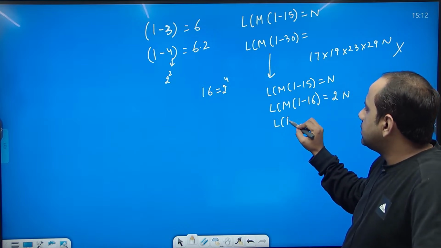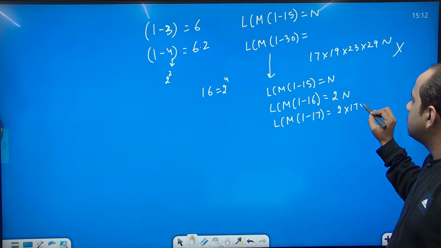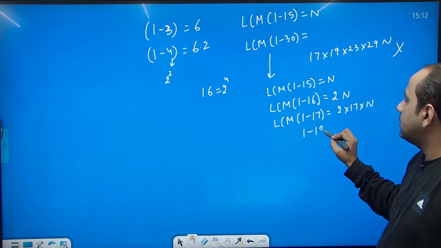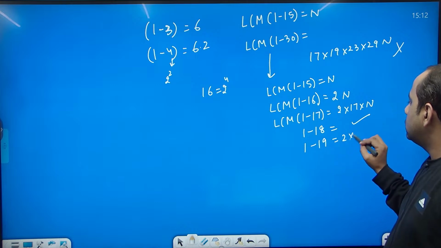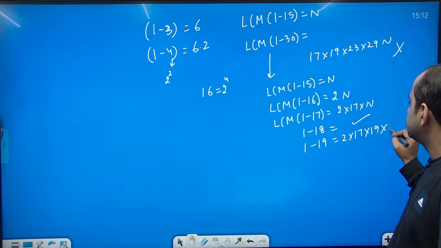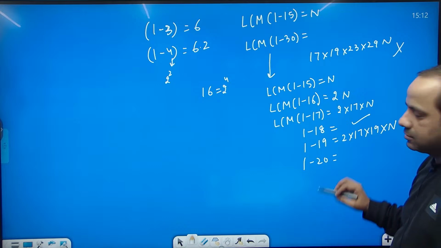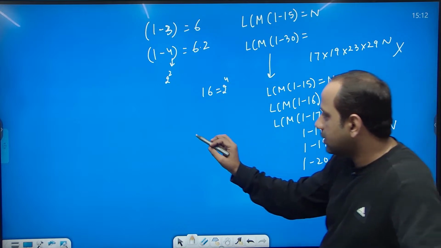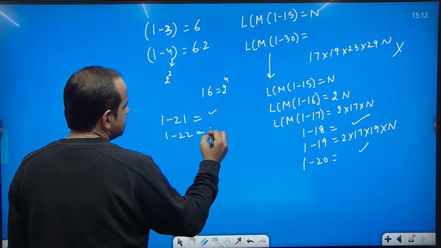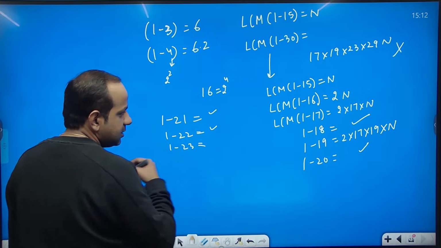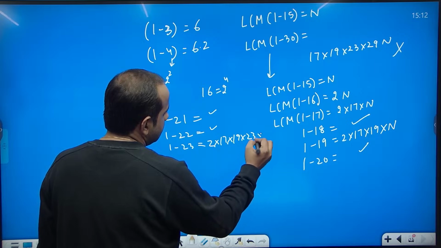Okay, if I say LCM of 1 to 17, now it will be 2 into 17 into n. For 1 to 18, will there be any difference? It will remain same. 1 to 19, 2 into 17 into 19 into n. 1 to 20, will there be any difference? It will remain as it is. 1 to 21, it will remain as it is. 1 to 22, as it is. 1 to 23, now this is a prime number. So 2 into 17 into 19 into 23 into n.